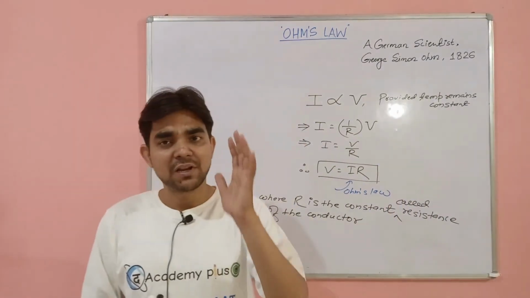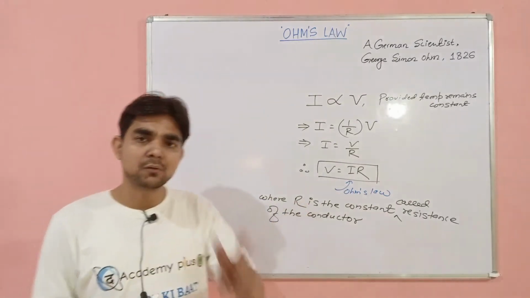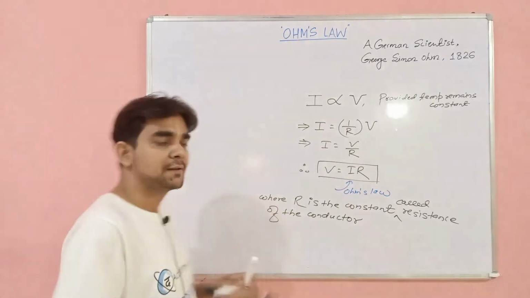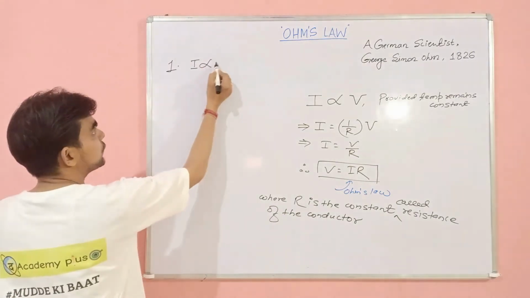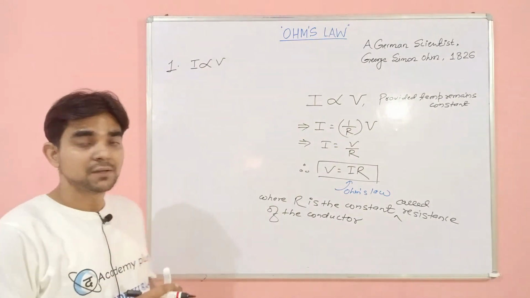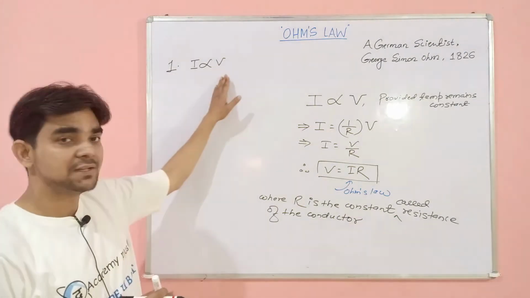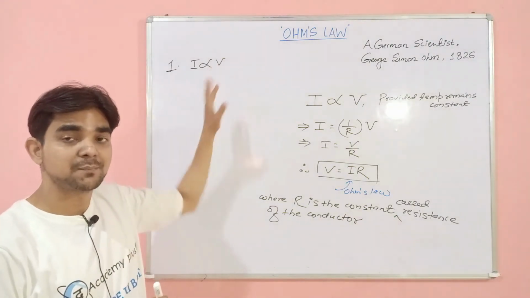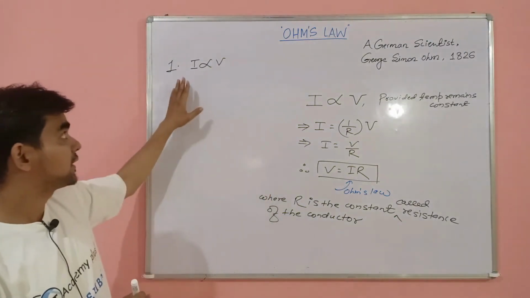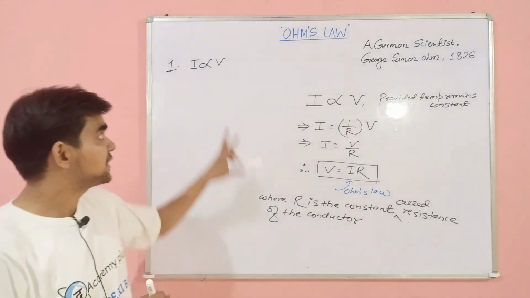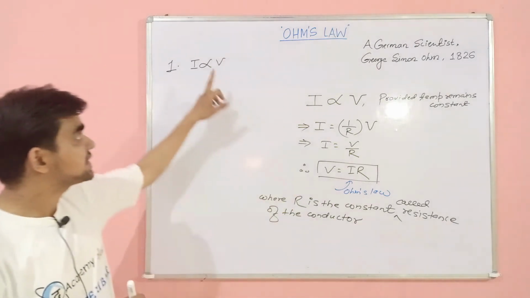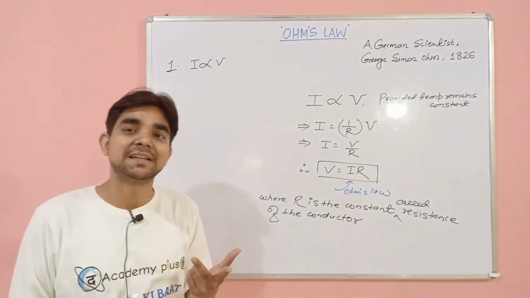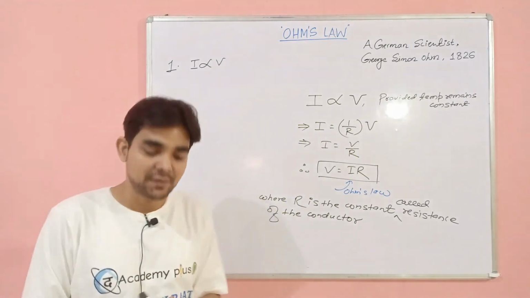Now, from the relationship of Ohm's law, we can conclude two very important points. First one is I proportional to V, right? So if you increase the voltage, that is the potential difference between the ends of the wire, current also increases. If the potential difference between the wire gets doubled, current also gets doubled. If the potential difference across the ends of the conductor gets halved, current also gets halved, right?